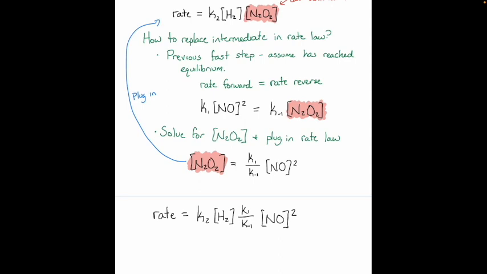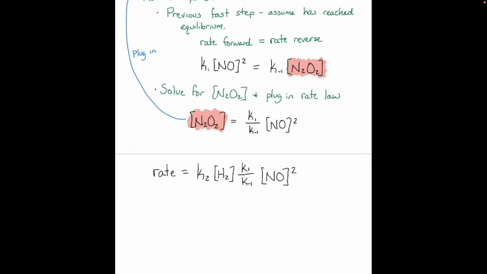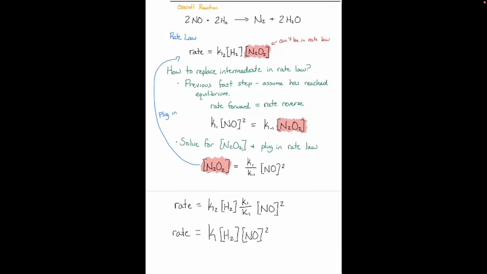All right, I don't know what these Ks are. I don't know if they're 0.5 or 5 million, but they're just some constant. And a constant times a constant divided by a constant is just going to be a constant. So I'm just going to combine these all into one giant K times the concentration of hydrogen gas times the concentration of nitrogen monoxide squared. And now I have a rate law where both of these compounds here appear in my overall reaction, so I'm good.